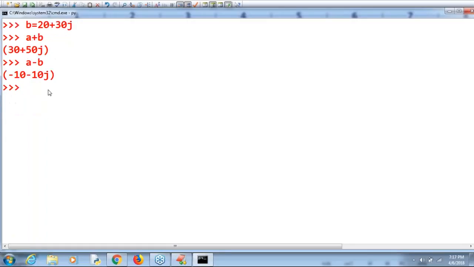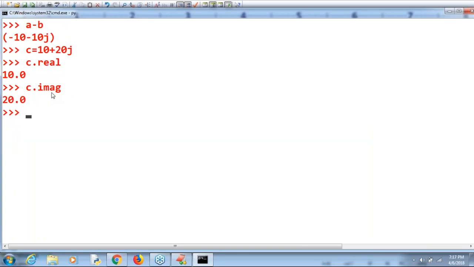If you want, have a look once. C is equal to 10 plus 20j. C dot real, what is the real value? 10.0. C dot imaginary, then automatically 20.0. I hope you can understand, right? So internally, real and imaginary are considered float type. That's why we get 10.0 and 20.0 by default.